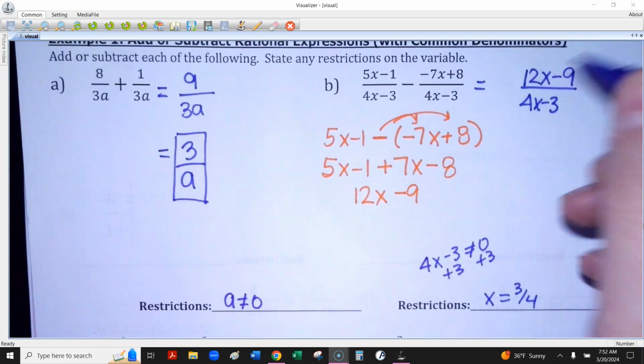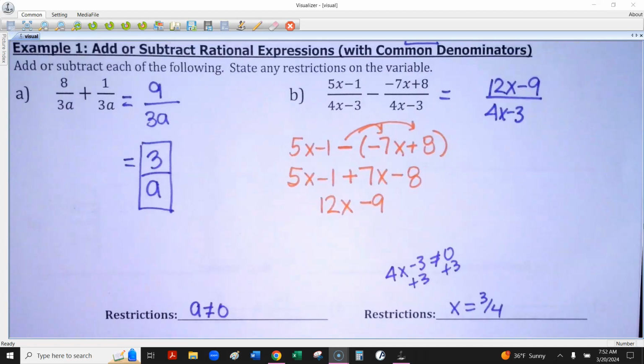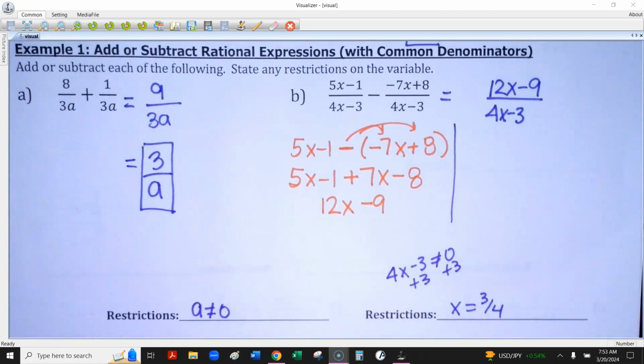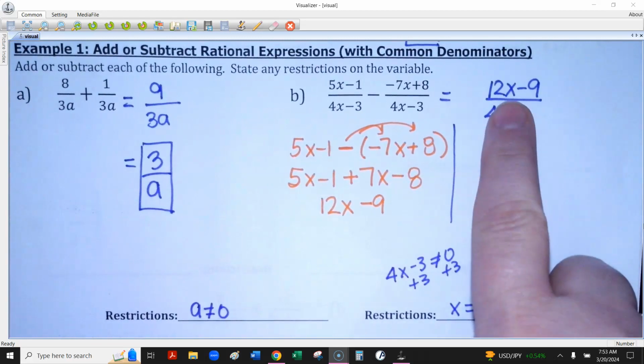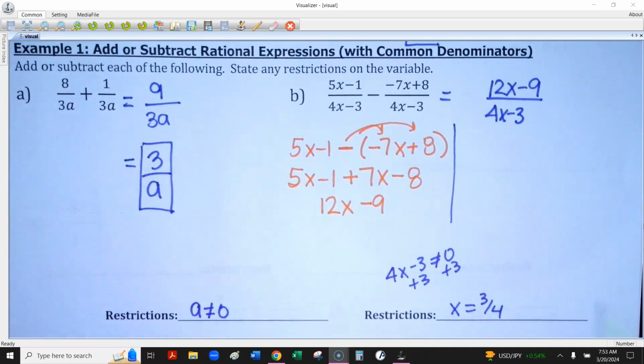And then at this point, we don't want to cancel anything out because we have subtraction in both the numerator and denominator. But I'm going to throw back to what we've been doing the last couple of days. Just see if you could factor anything. Like 4x and 3, they don't have anything in common. I'm going to leave that alone. This one, 12x and 9, both of those are divisible by 3.